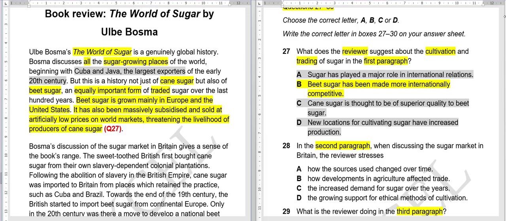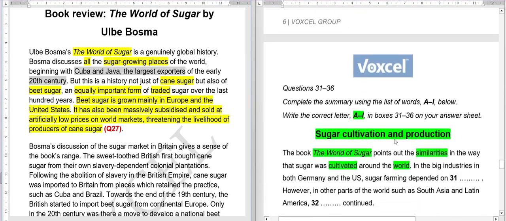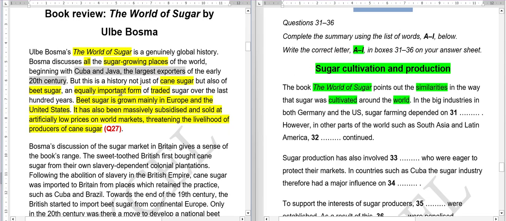Clear? Okay, now let's see the next question. Is there any mention of the world of sugar? Yes, there is a mention of the world of sugar, but is there any mention of similarities in the way sugar is cultivated?